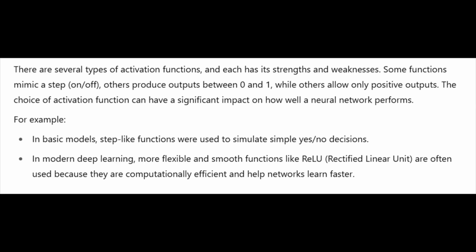There are several types of activation functions, and each has its strengths and weaknesses. Some functions mimic a step on/off, others produce outputs between 0 and 1, while others allow only positive outputs. The choice of activation function can have a significant impact on how well a neural network performs. For example, in basic models, step-like functions were used to simulate simple yes/no decisions. In modern deep learning, more flexible and smooth functions like ReLU, rectified linear unit, are often used because they are computationally efficient and help networks learn faster.